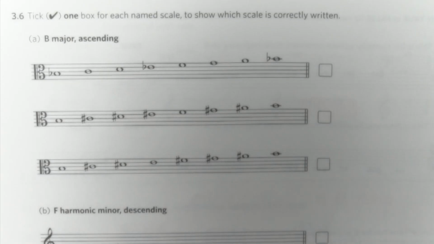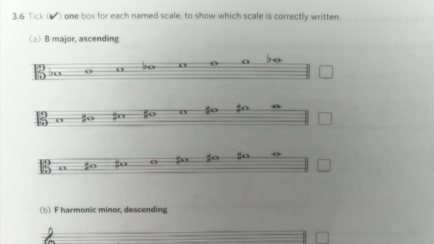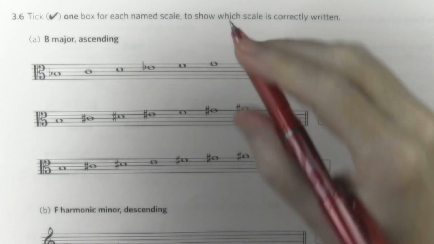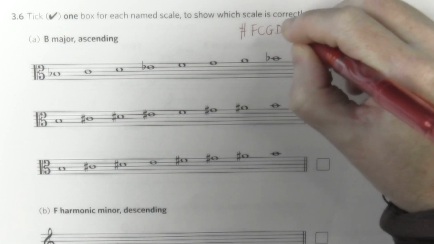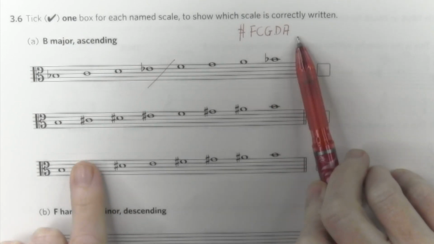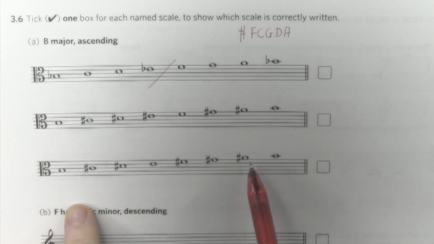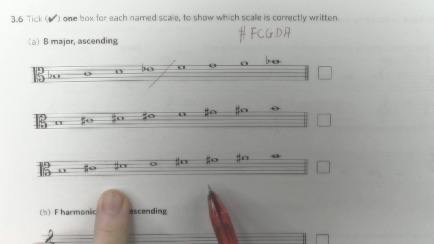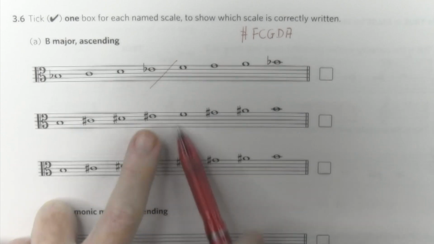Next page. In this question, we have two scales, B major and F harmonic minor, and we need to tick the box that shows which scale has been correctly written. So B major has sharps, Fa, Do, Sol, Re, La after 5 sharps. We have flats here, so goodbye. Now we can just count 1, 2, 3, 4, 5, and then 1, 2, 3, 4, 5. Both of them have 5 sharps, so we need to check which ones are correct, because here you can see that we have them swapped round.